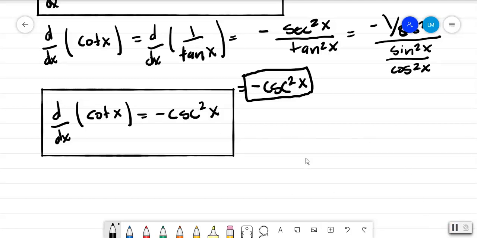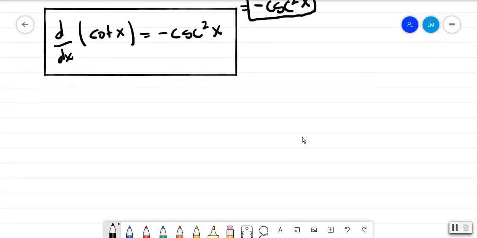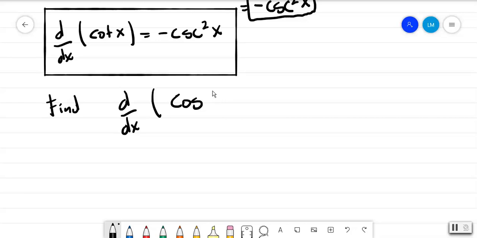Now, of course, you have to keep in mind chain rule and those sorts of things. So as you're taking the derivatives of these functions, be sure that you do take into account the chain rule. So for example, let's say that you want to find the derivative of cosine of x squared.